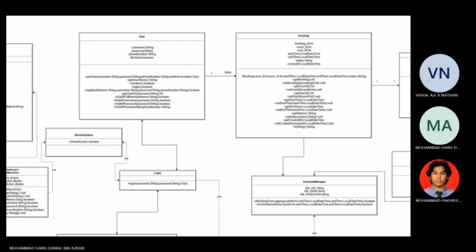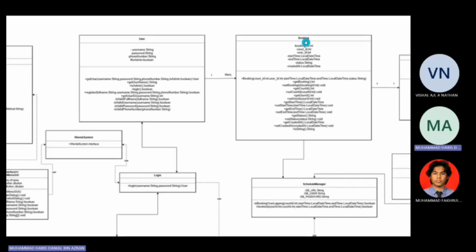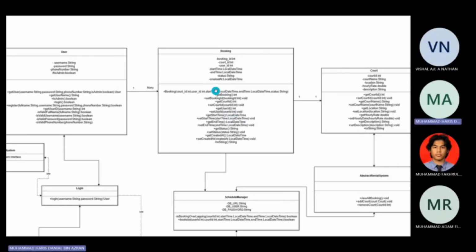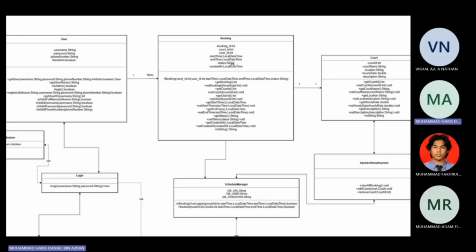So from the UML, this class booking table contains the attributes booking ID, court ID, user ID, start time, end time, status, and created at. After the attribute name is usually the data type. So for booking ID, the data type is integer. The method is usually the coding that we use to get, to set, and to pass the value.